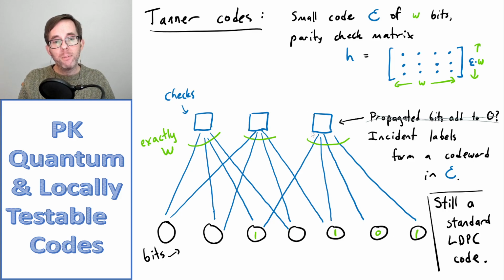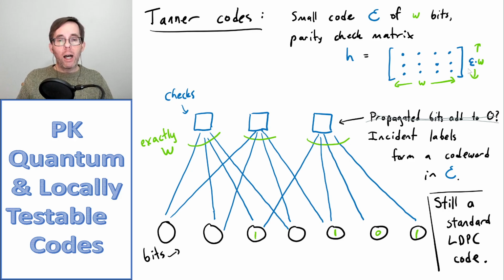if for every blue square, you look at the W bits on which it's incident. So in this case W is 4, so if you look at the 4 bits on which it's incident, in this case 1, 1, 0, 1, it's not that they should add up to 0 mod 2, it's that they should be a codeword in this little code C. And what does it mean to be a codeword in this little code C? It means you should satisfy all the parity checks in H. So these 4 bits' inner product with each row of H should be 0.